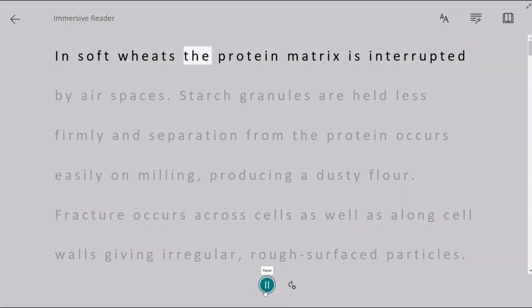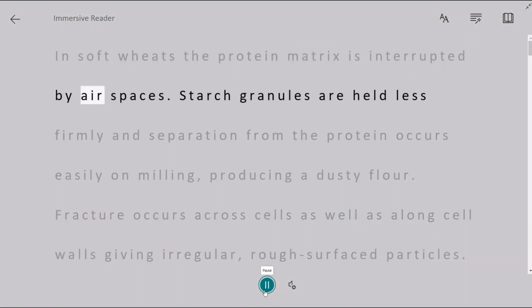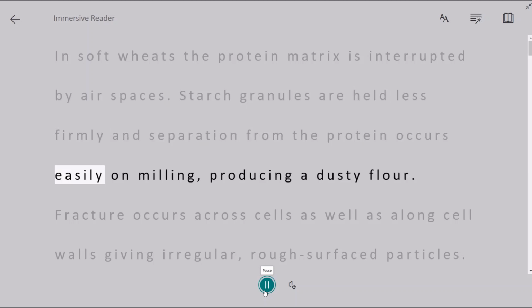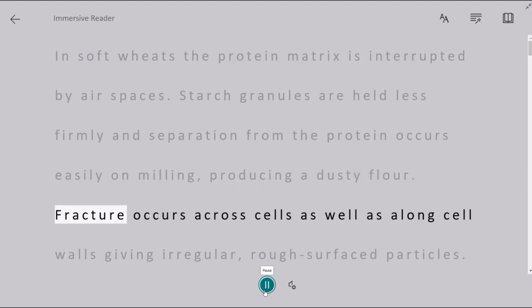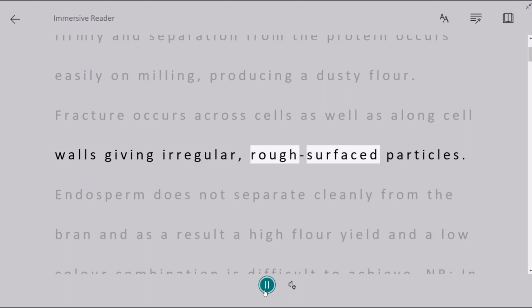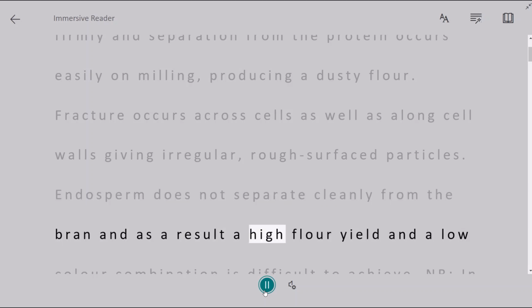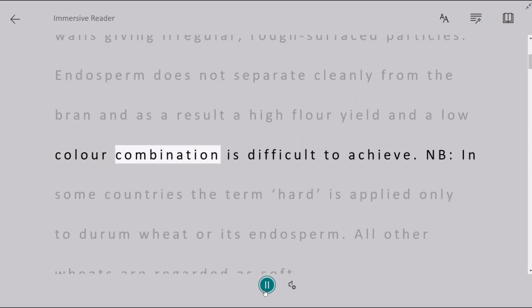In soft wheats the protein matrix is interrupted by air spaces. Starch granules are held less firmly and separation from the protein occurs easily on milling, producing a dusty flour. Fracture occurs across cells as well as along cell walls giving irregular, rough-surfaced particles. Endosperm does not separate cleanly from the bran and as a result a high flour yield and a low color combination is difficult to achieve.